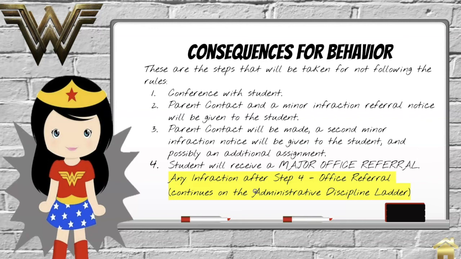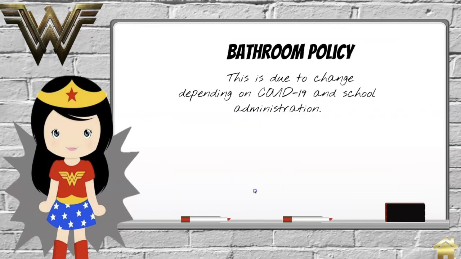Any infraction after step 4, office referral. This continues on the administrative discipline ladder. Policy. This is due to change depending on COVID-19 and the school administration.